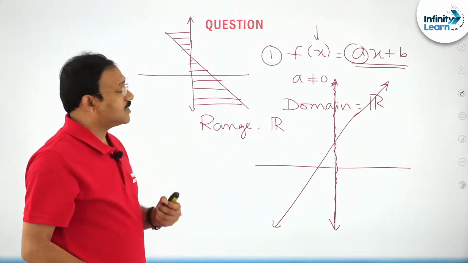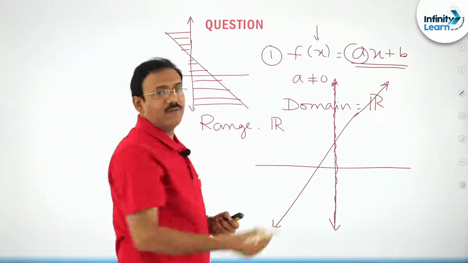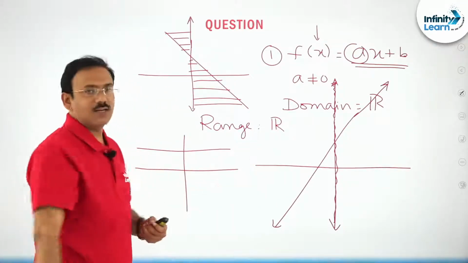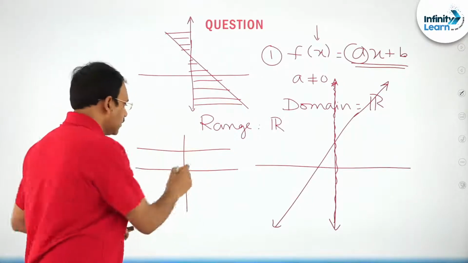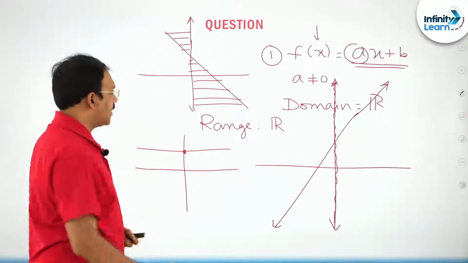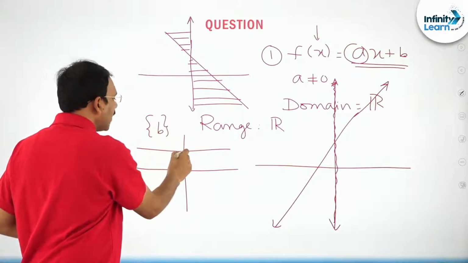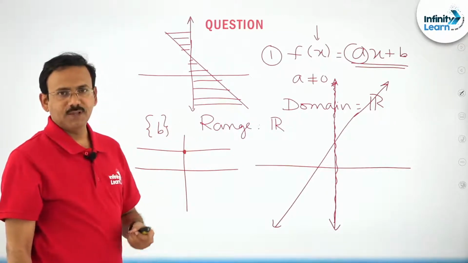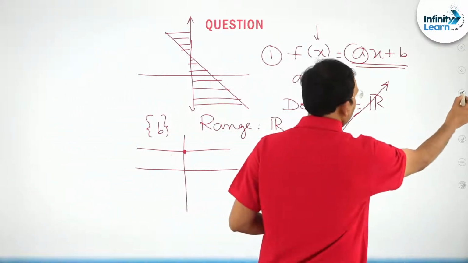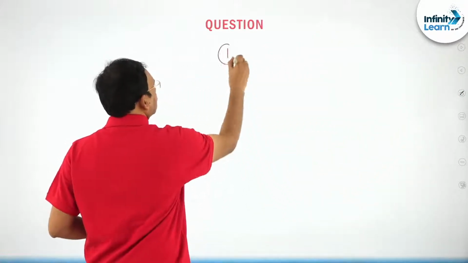Friends, at the same time, what happens if a is 0? f of x is b, which is a constant function. In that case, the graph will be a horizontal line. For every input, the output is just a single number. So in that case, the range is, for example, f of x is b, you will get only one number b as output.